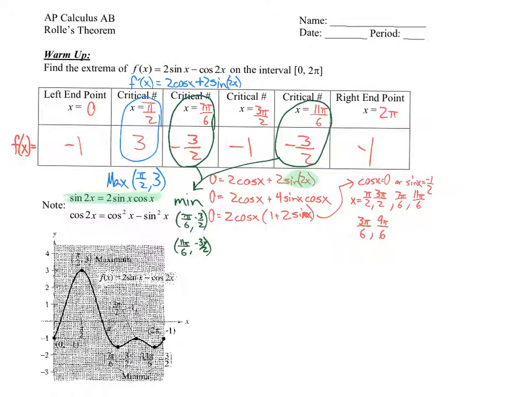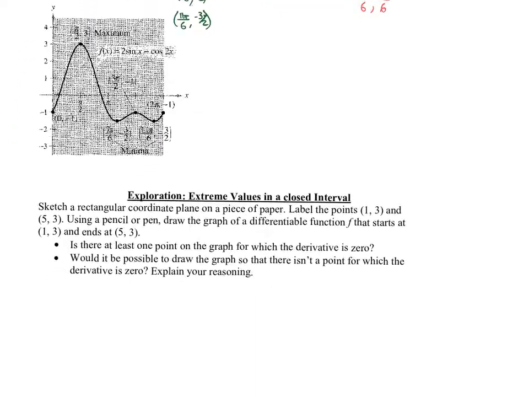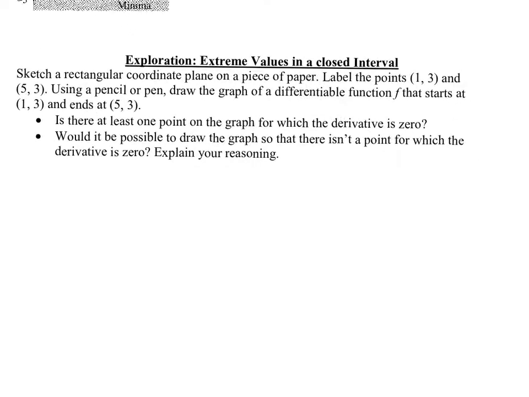But that brings us to a little bit of an exploration. I want you to sketch something there on your paper. And I want to look at a closed interval. So here, everybody go ahead and draw yourself a coordinate plane, and we're going to label the points 1, 3, and 5, 3.